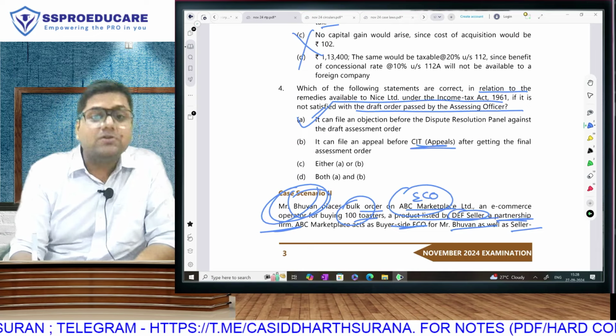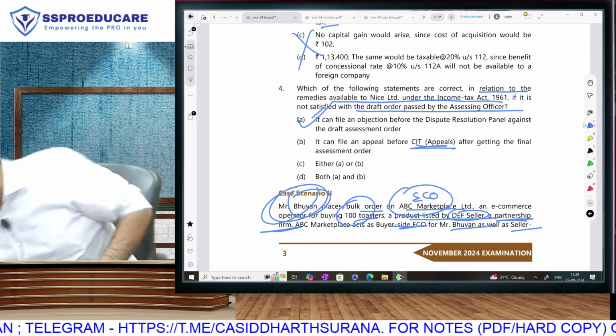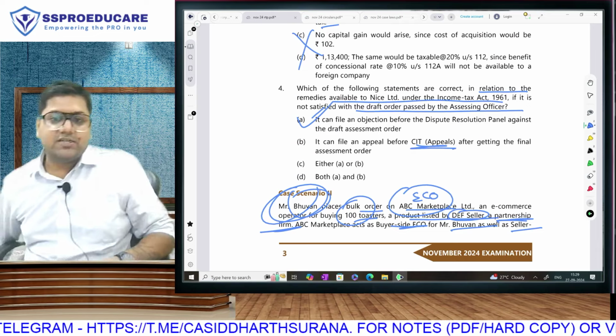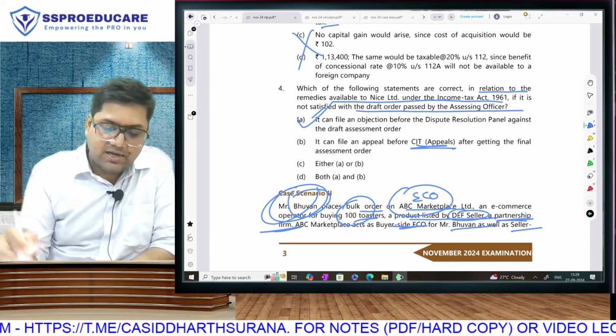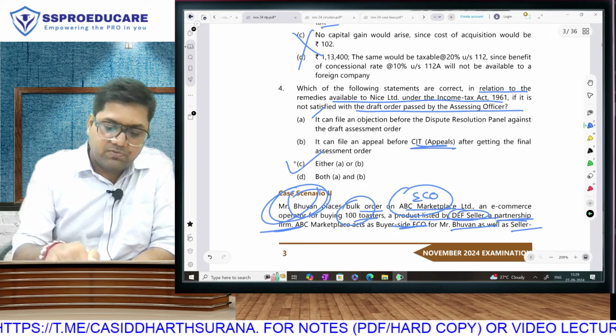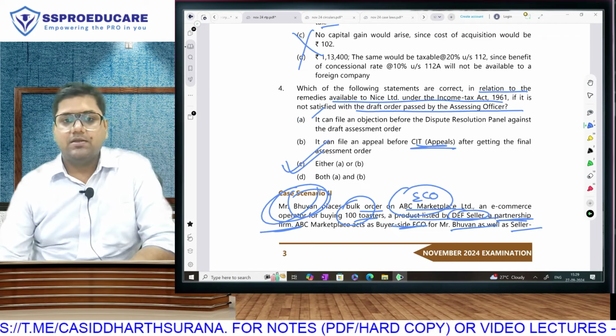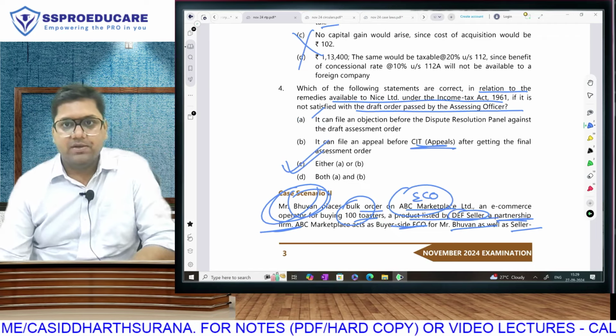It can file appeal also because order is passed by the assessing officer. So appeal is also allowed. Yes, that means both remedies are going to be available. So if we talk about the most appropriate answer, it is going to be either A or B. Both remedies are going to be available.